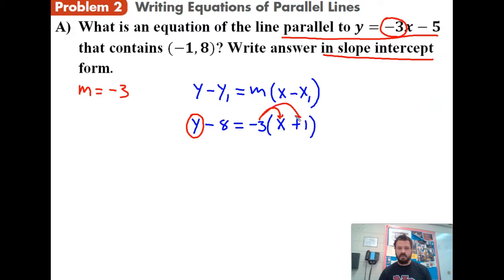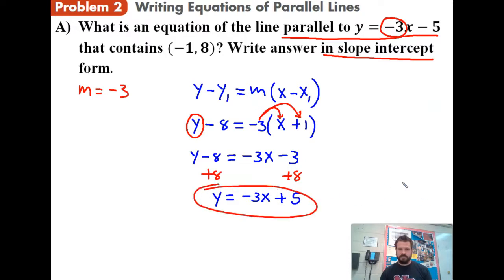I'm going to distribute this negative 3 on the right. So we have the same thing on the left. Y minus 8 is equal to negative 3x minus 3. And then last step, we'll add 8 to both sides to give us y equals negative 3x plus 5. All right, so that'd be my line parallel to the given line, same slope, through this point we were given here.